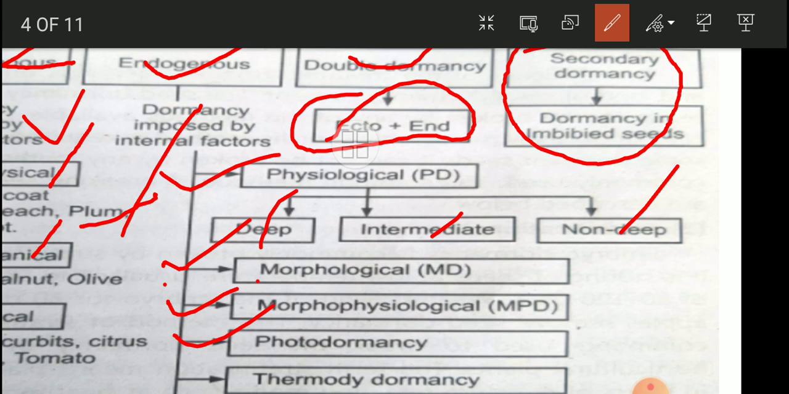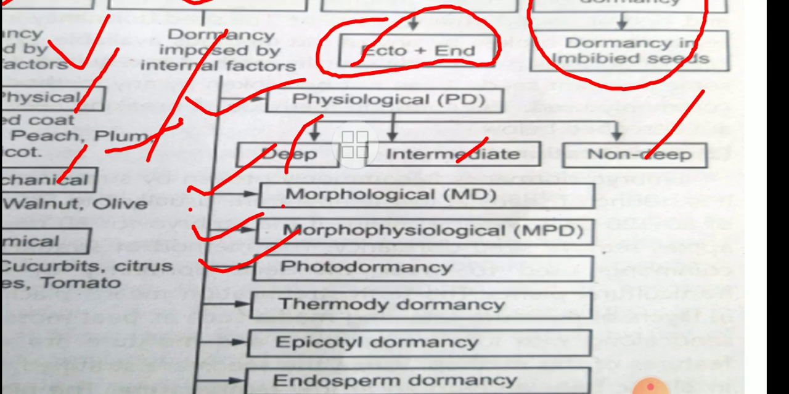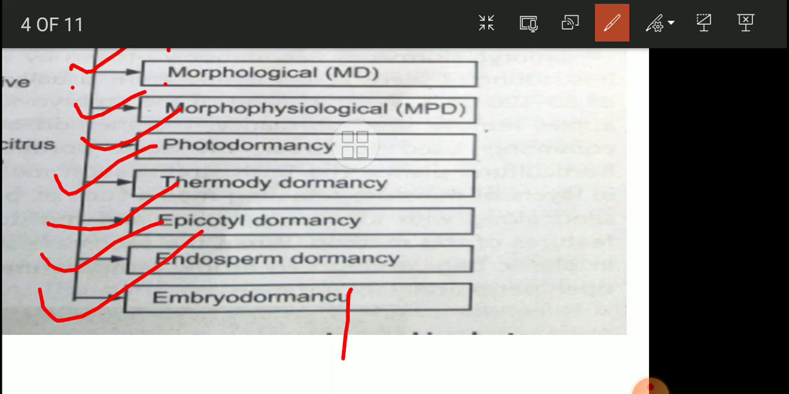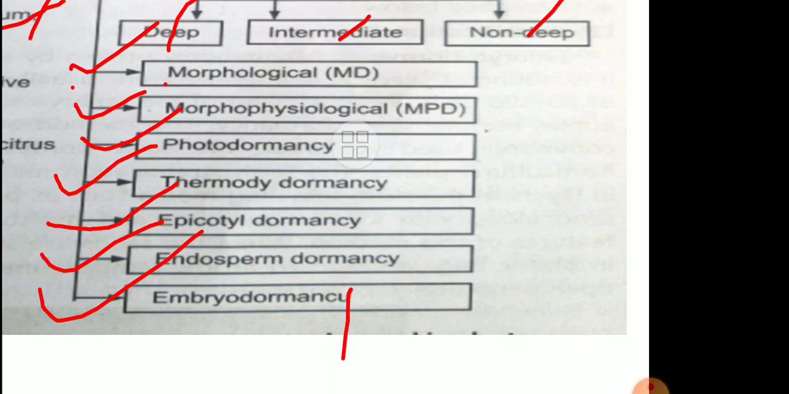Photodormancy means that because of light, the condition is responsible for making the seed dormant. Another is thermodormancy, because of temperature; then epicotyl dormancy, endodormancy, and embryo dormancy. Keep in mind embryo dormancy. So these are the types of dormancy that we have to learn one by one: which type of factors are imposing the seeds' dormancy.